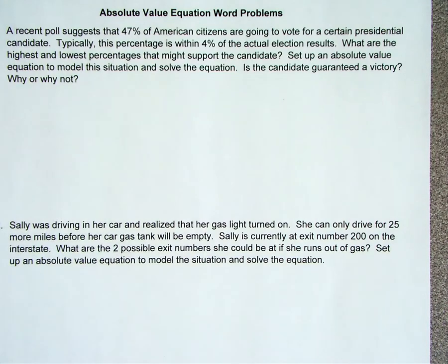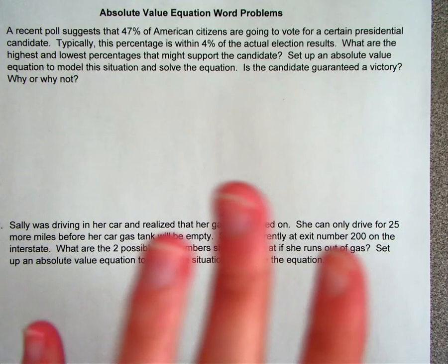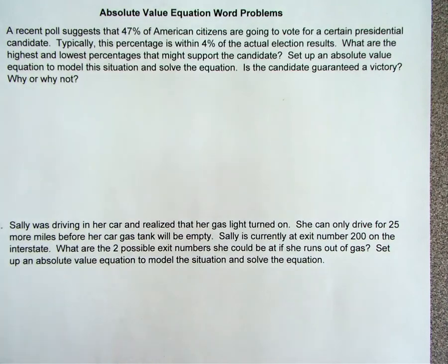Okay, so in our first word problem, it says a recent poll suggests that 47% of American citizens are going to vote for a certain presidential candidate. Typically, the percentage is within 4% of the actual election results. What are the highest and lowest percentages that might support the candidate? Set up an absolute value equation to model the situation and solve the equation. Is the candidate guaranteed a victory? Why or why not? Whoa, that was a lot to read.